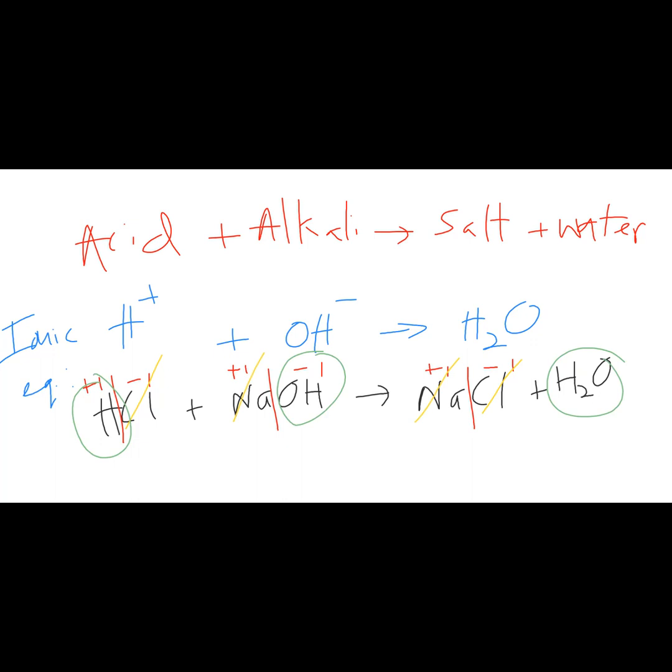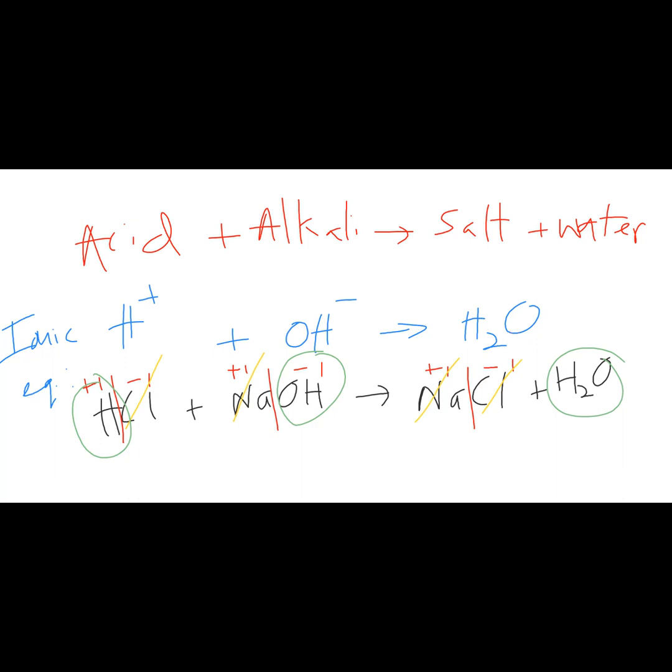Even if you write it for ethanoic acid or methanoic acid or any organic acid with any kind of alkali that contains an OH group, okay? There should be an OH group in the alkali. That means it should be a base which contains hydroxide ions, okay? And then the ionic equation is going to be this.